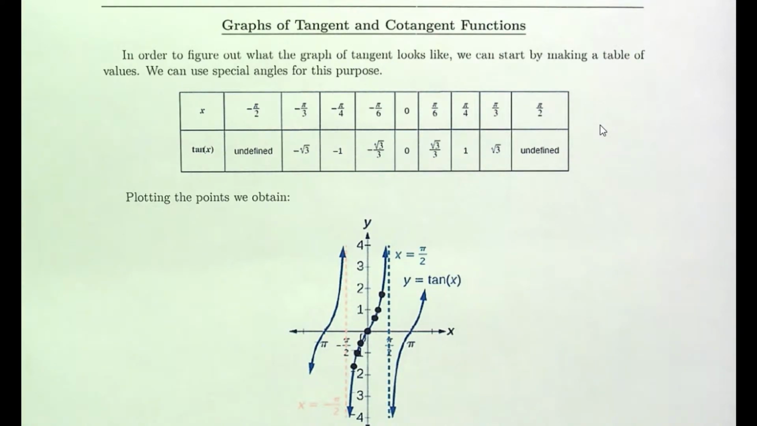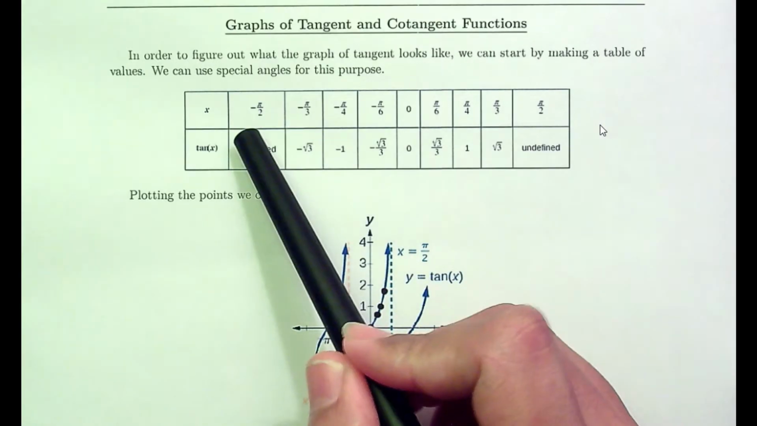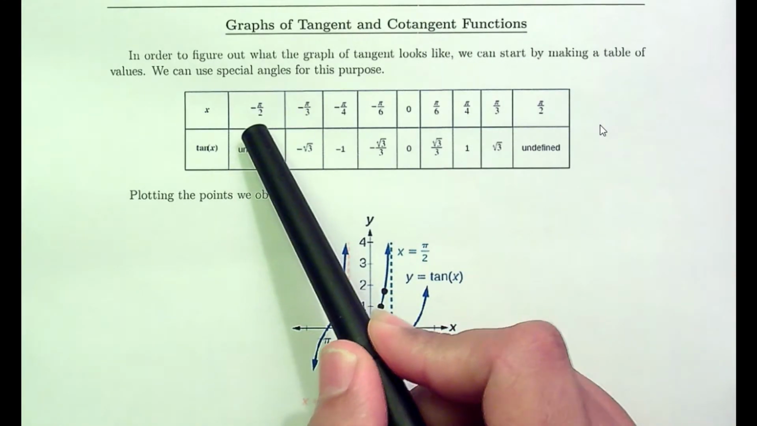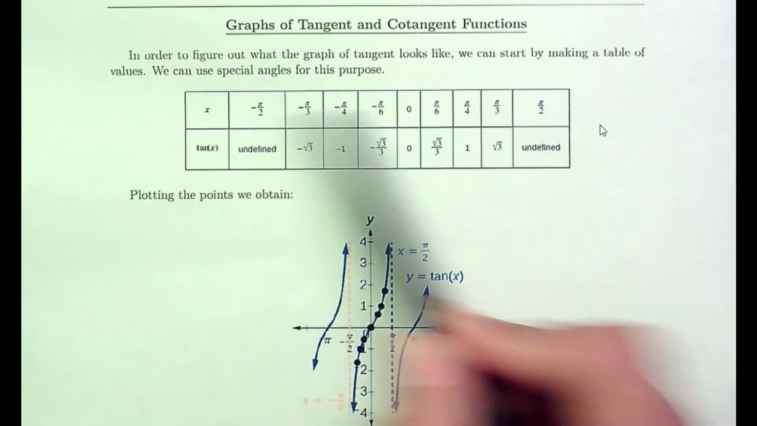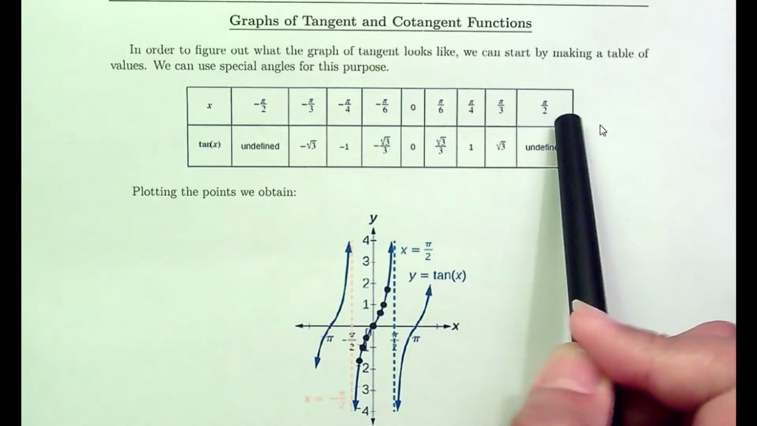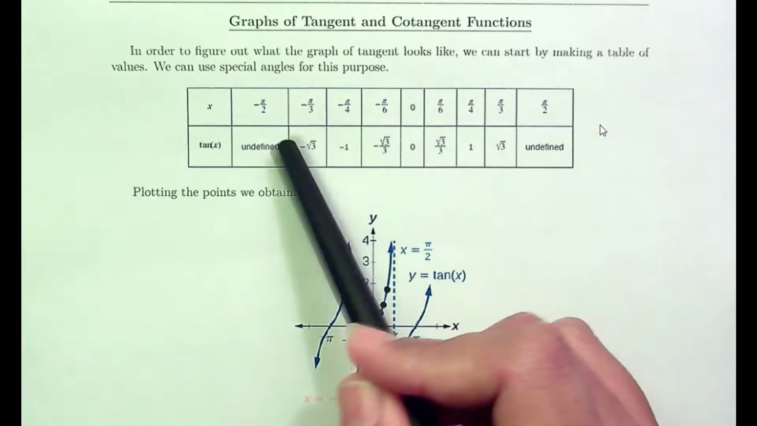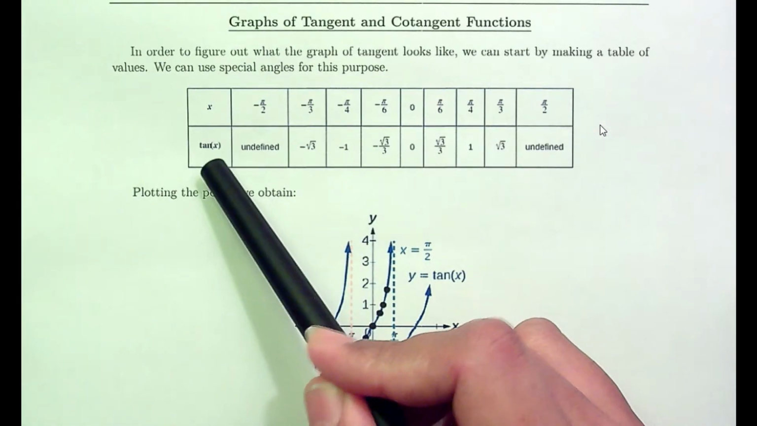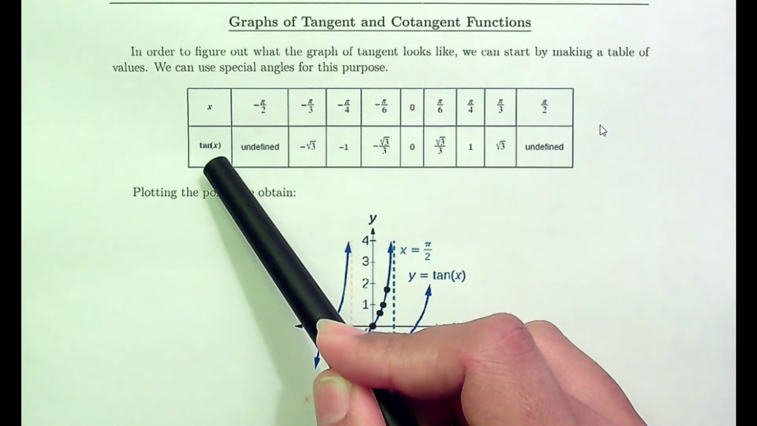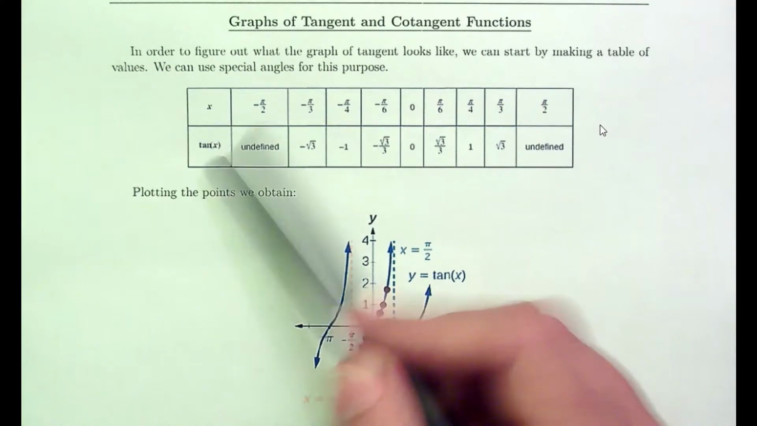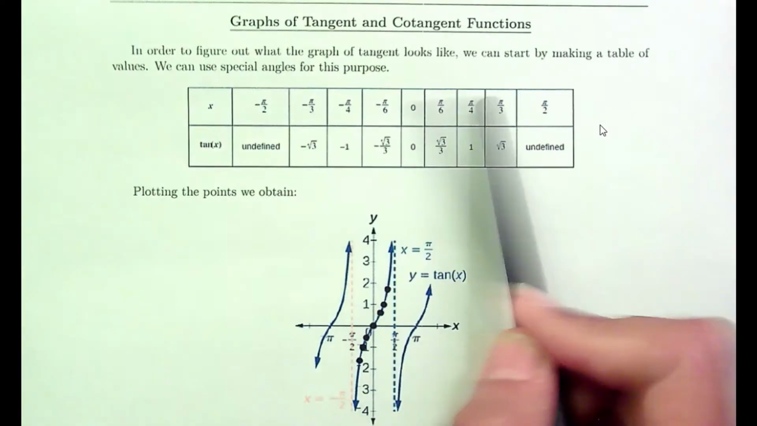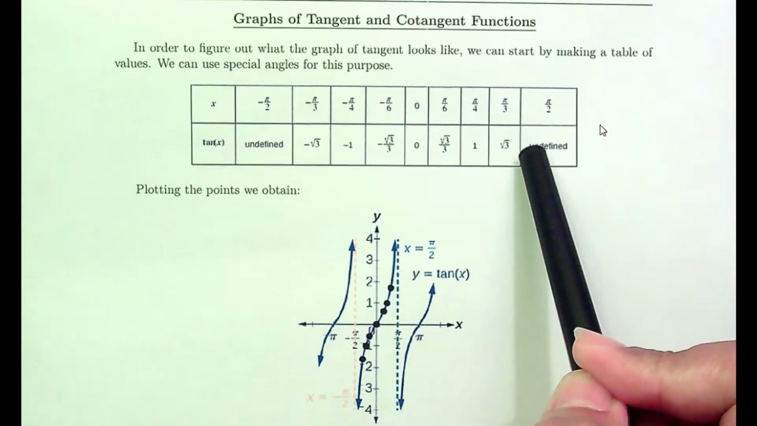So we can just make a table of values. You could use any angles, but special angles are good for this purpose. You make a table of values, you list a bunch of special angles, and then you evaluate. You can use the formula tangent equals sine over cosine, plug those in, and then you get the corresponding values.